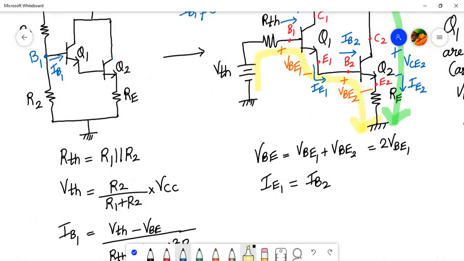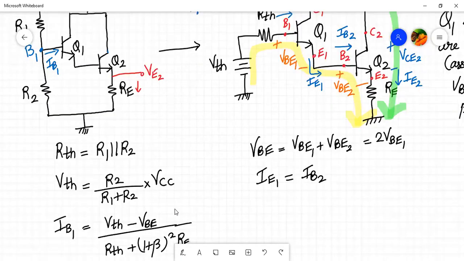And then the value of VE2. So over here, if I mark a voltage like this, this is VE2. Your current flows, right? So that current will be IE2.